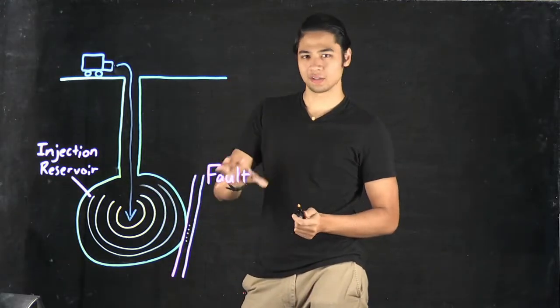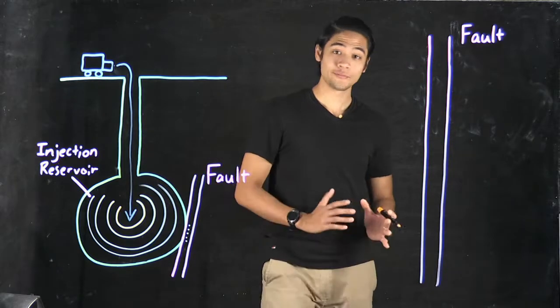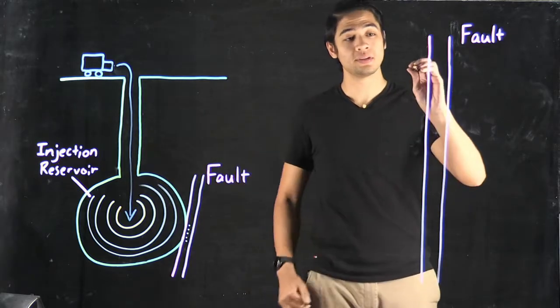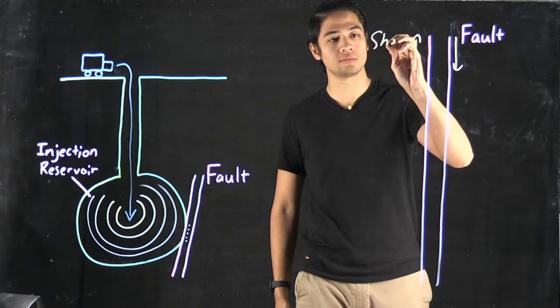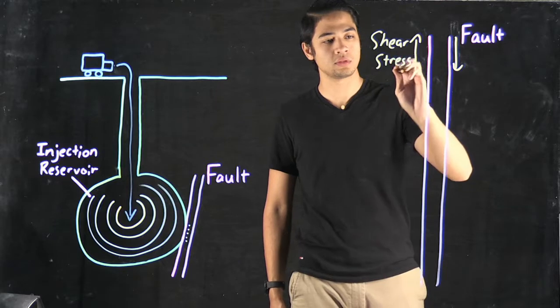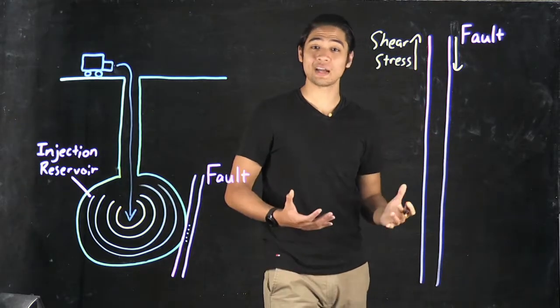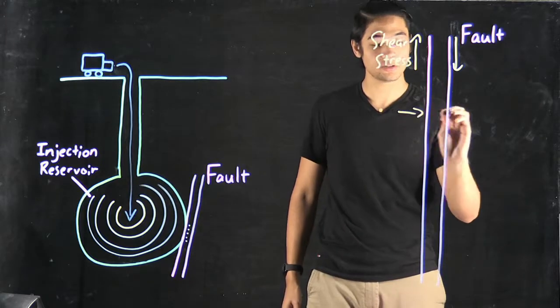Let's take a closer look at a fault. There are two main stresses that act on a fault. The first one promotes fault slip, and it's called shear stress. The second one serves to counteract this shear stress and clamp the fault together, and it's called normal stress.